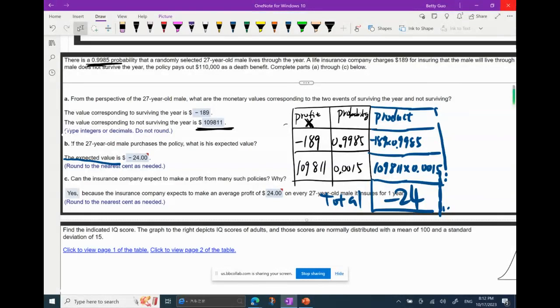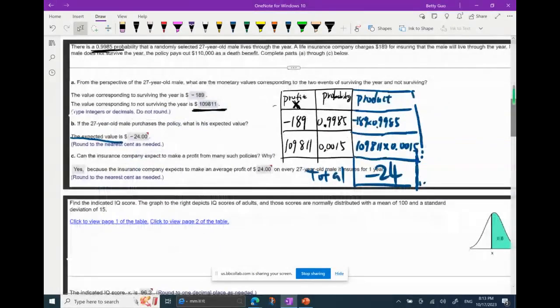Okay. Can the insurance company expect to make a profit? Yes, of course. If the company sells many policies and many 27-year-olds buy the insurance, then the company expects to get $24 profit from every single one. If you have a very large base, that's a very considerable profit for the company. All right, so that's about probability distribution.